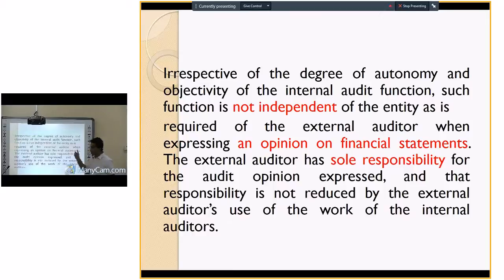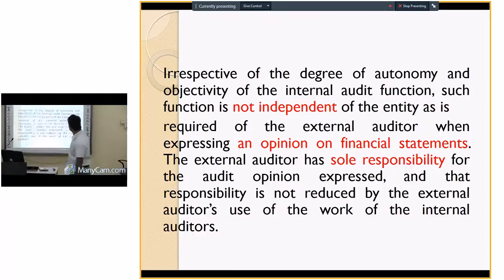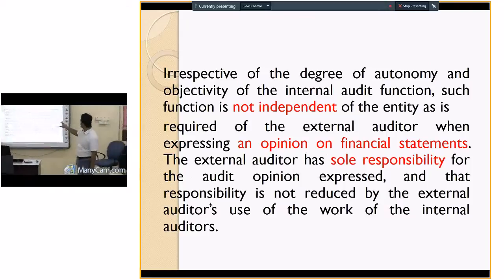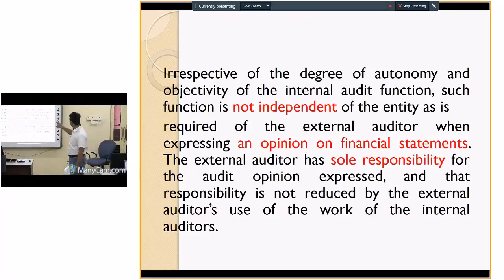This is very important again, what we have discussed. Irrespective of the audit function, such function is not independent of the entity as is required of the external auditor when expressing an opinion on financial statements. Right? So we know that internal auditors are not independent.